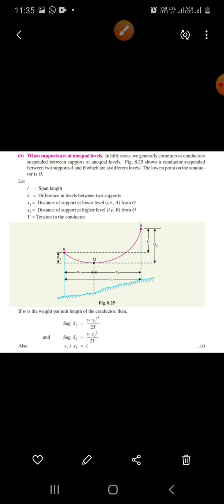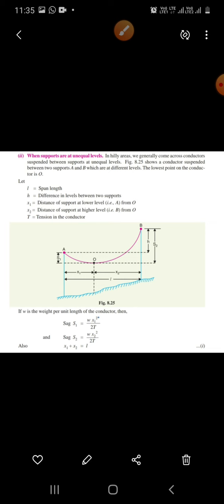Now let us consider that L is the span length, and H is the difference in level between the two supports. x1 is the distance of the support at lower level, that is A, from O, and x2 is the distance of the support at higher level, that is B, from O.